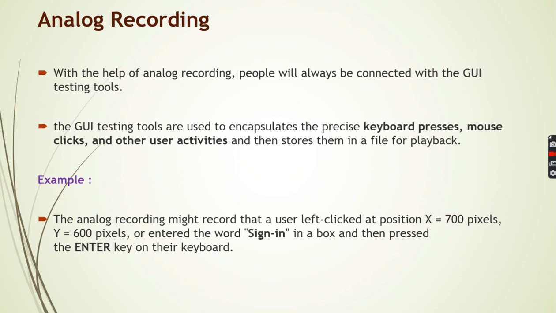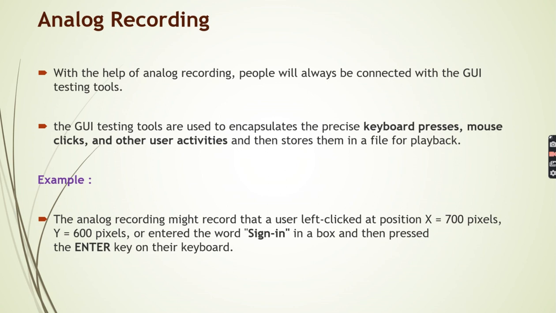The first type of graphical user interface testing is analog recording. With the help of analog recording, people will always be connected with the GUI testing tool. Essentially, the GUI testing tools are used to encapsulate the precise keyboard presses, mouse clicks, and other user activities and then store them in a file for playback.